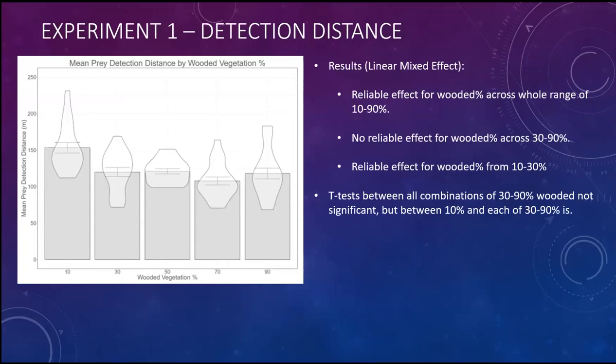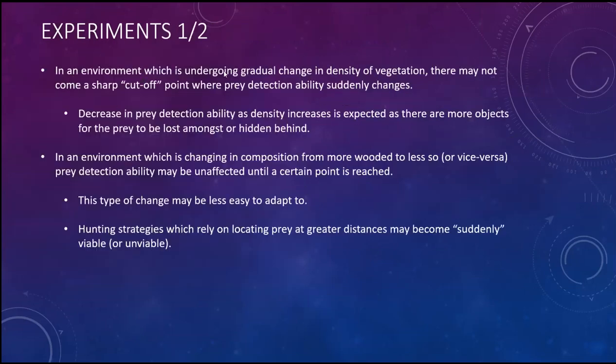We also just followed this up with some t-tests. If you do t-tests to compare the means of all of these pairwise with each other, between the 30-50, 30-70, 30-90, 50-70 and 70-90, there is no significant difference between the mean prey detection distance that people had, whereas between this 10% one and all these other ones, there is. So what would that mean if you were potentially, because as I said, we accept there are problems relating this exactly to the real world, but let's have a look. If you're in an environment which is gradually changing its density, becoming more dense or less dense, but not changing in its composition, there may not be a sudden cutoff point where your prey detection distance, the distance at which you can reliably detect prey, suddenly changes.